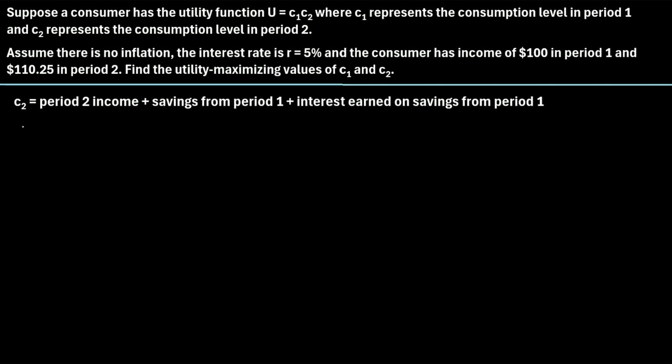So to write that using some notation, we can say C2 is going to be equal to period 2 income. We can write M2 for that. So that will represent the income from period 2 plus the savings from period 1. That's going to be equal to the income from period 1, so M1, minus C1, so our consumption level from period 1. So the difference between these two values represents the savings that we have from period 1. And then lastly, we're going to have the interest earned on those savings. So that's going to be R times those savings.